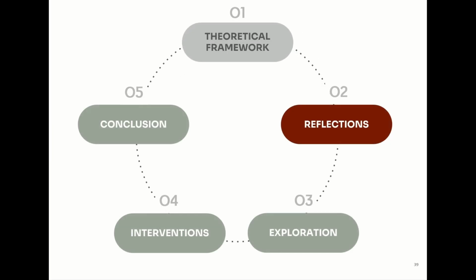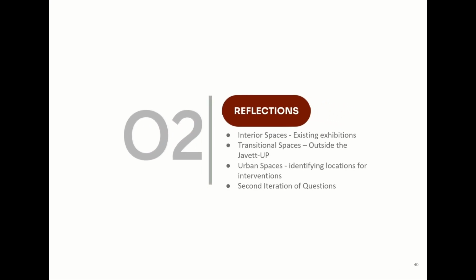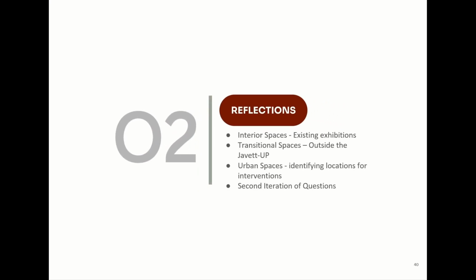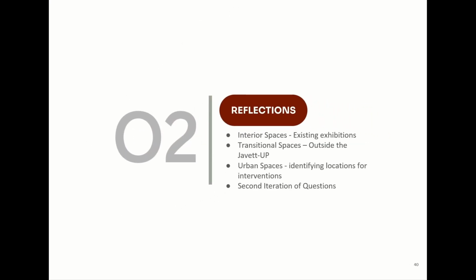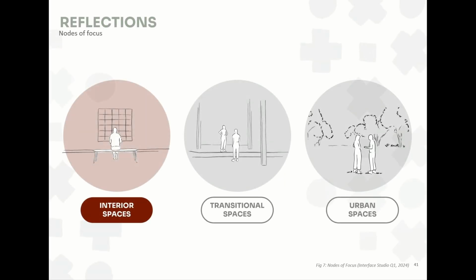Moving on to Part 2, Reflections. Through a critical analysis of interior, transitional and urban spaces, we were able to test the first iteration of the question set. For the sake of this exercise, we used our question set as a tool to analyze Javed UP and the urban city through an edu-curational lens, starting with an analysis of the interior exhibition spaces at the Javed UP.